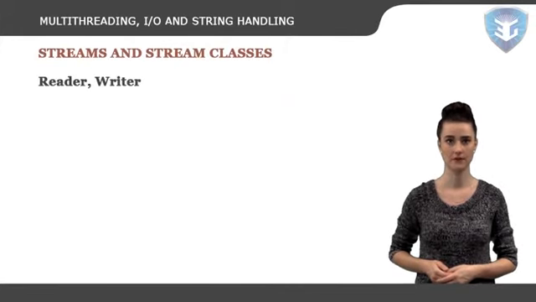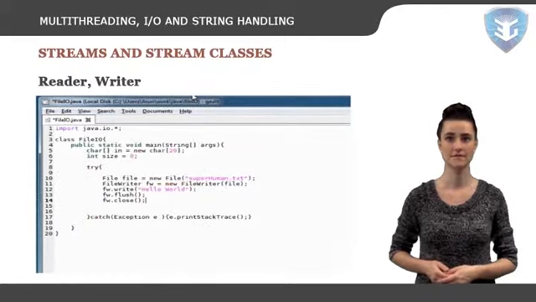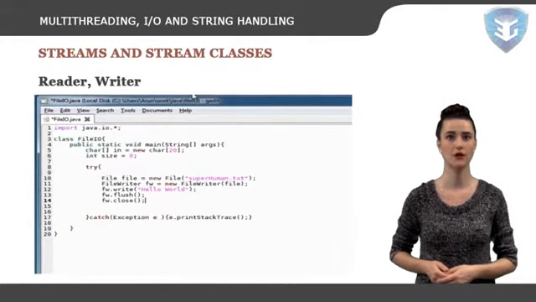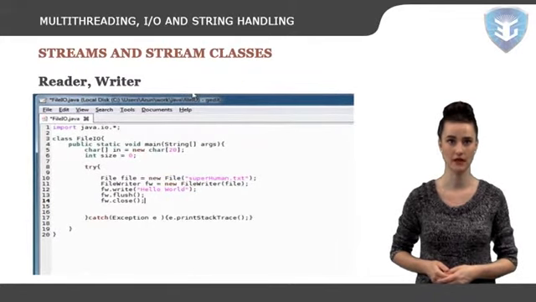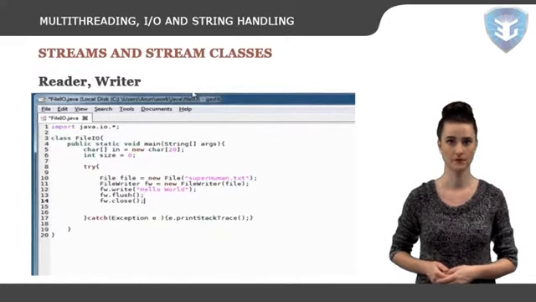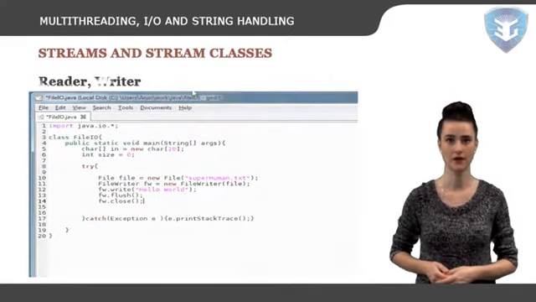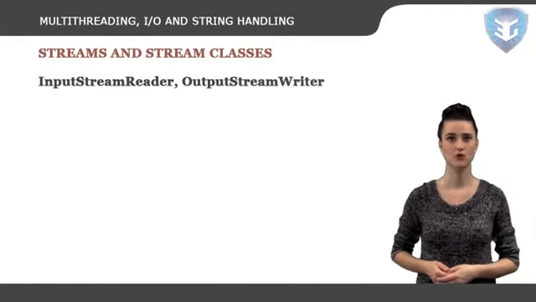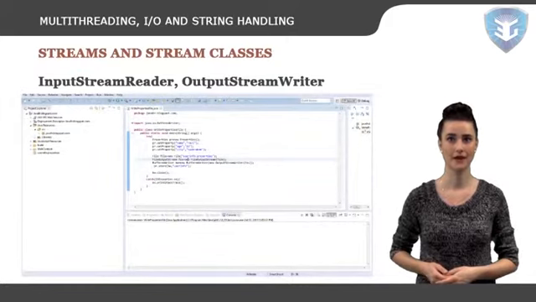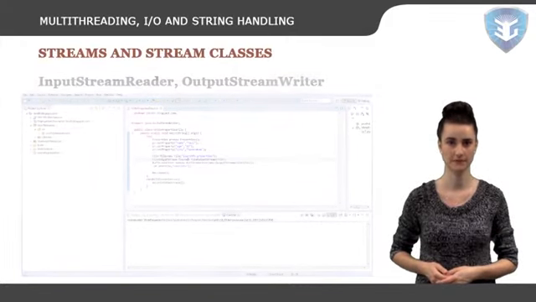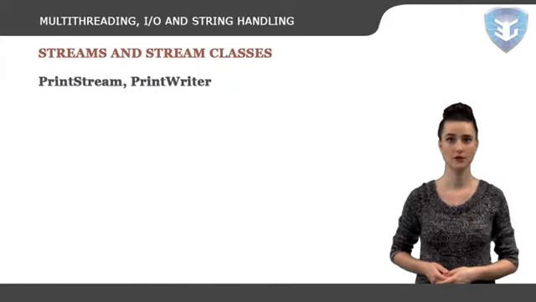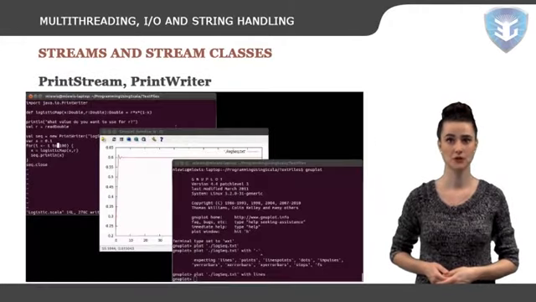Reader, writer: abstract classes that define the basic functionality for reading or writing a sequence of character data with support for Unicode. All other character streams in Java are built on top of reader and writer. Input stream reader, output stream writer: classes that bridge byte and character streams by converting according to a specific character encoding scheme. Print stream, print writer: specialized streams that simplify printing text.